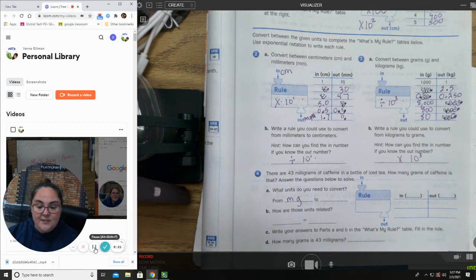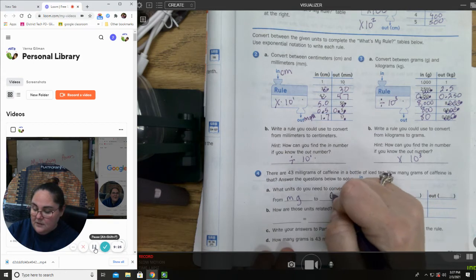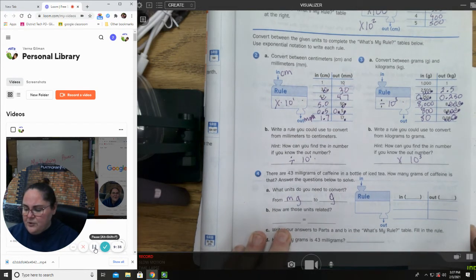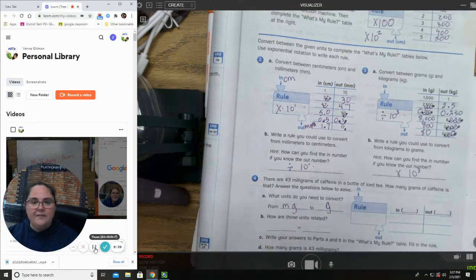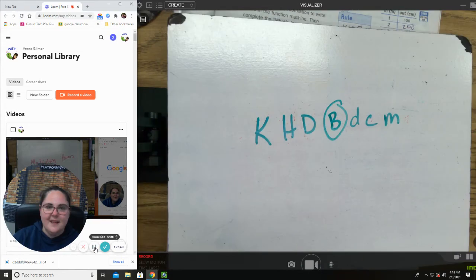And I need to find my answer in grams. So I need to convert it to grams, a G. How are those units related? I want you to take a second. You can use, think about King Henry died by drinking chocolate milk if you would like. You can use any of our resources in our math workbook. See if you can figure out how many milligrams go into 1 gram. Take a second. See if you can figure it out and then hit continue.